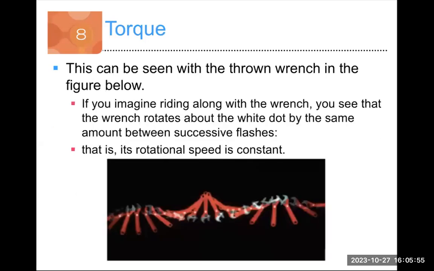So in this next slide, what you're seeing is you're throwing a wrench. And on the slide, it tells you, well, if you imagine riding along with the wrench, you can see that the wrench rotates about, notice the white dots, and it rotates by the same amount between those successive flashes. So that tells you that that rotational speed is constant.